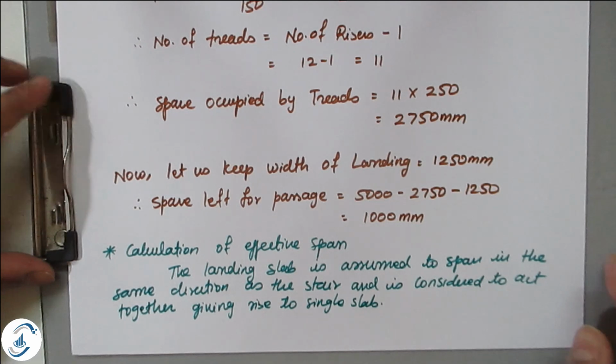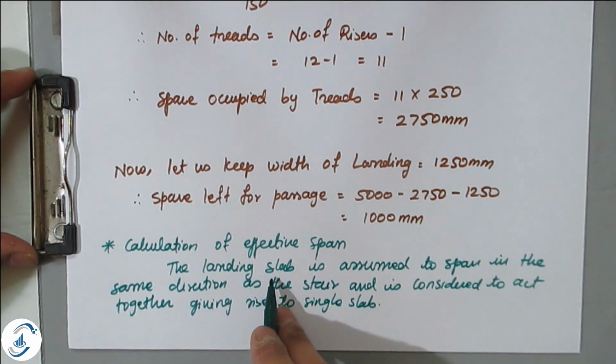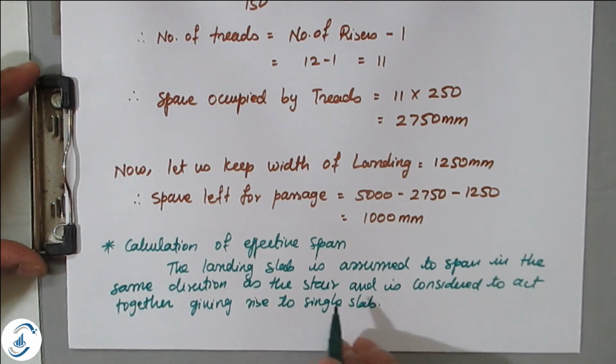If you have seen the practical aspect while casting the staircase, we don't cast a landing slab as different, and then the height of each flight or different types of flights at different times. So what we assume is the landing slab which we are going to provide is assumed to span in the same direction as the stair, because it acts together, giving rise to a single slab.